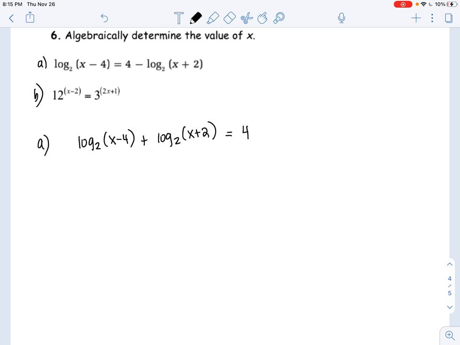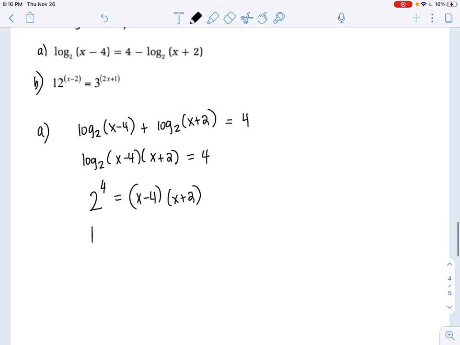Whenever there's addition of logs with the same bases, you can multiply using the product law. These two will multiply. Next, we change it to exponential form. This is your base. So 2 to the power of your answer, 4, equals what's inside those brackets, x minus 4, x plus 2. 2 to the power of 4 is 16. And then you're going to FOIL that, x squared plus 2x minus 4x minus 8. I'm going to simplify like terms, minus 2x minus 8.